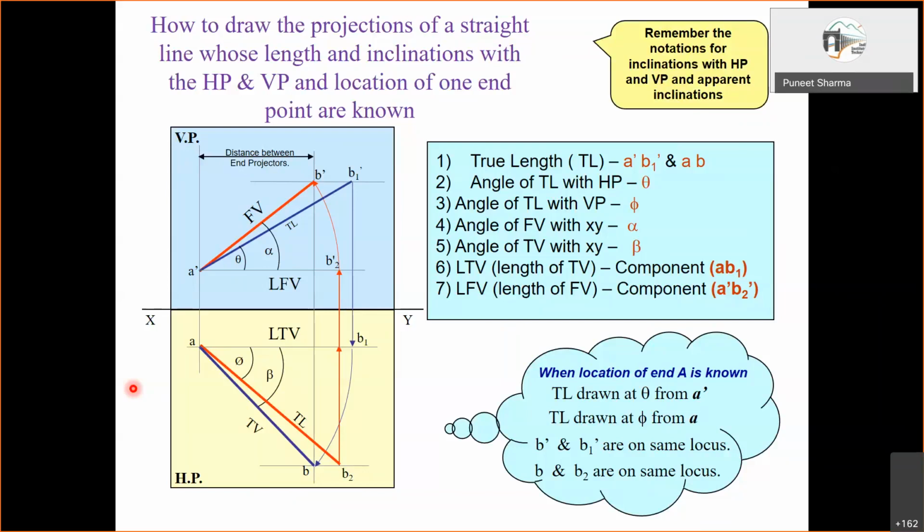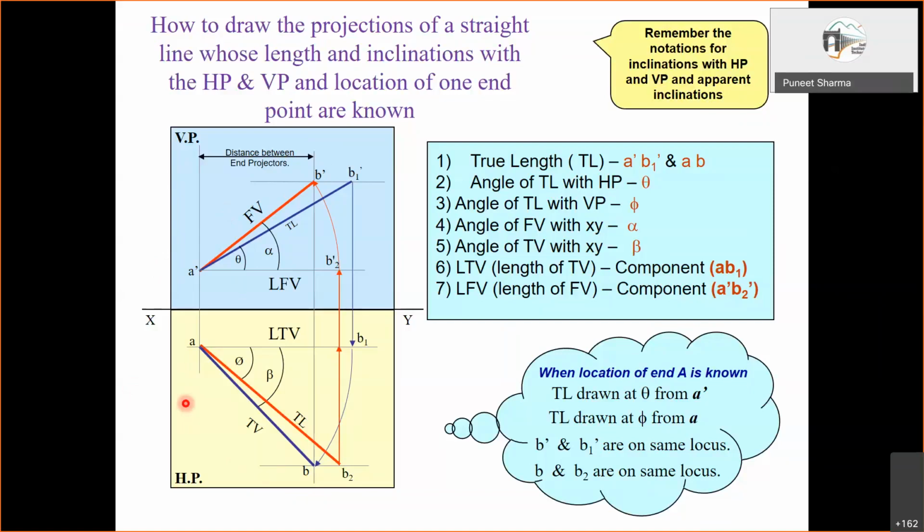With this given information, what we are trying to do is we are obtaining the front view and top view as shown by this A dash and B dash. This is the final front view, small a, small b. This is the final top view. So this is what we have to obtain finally.